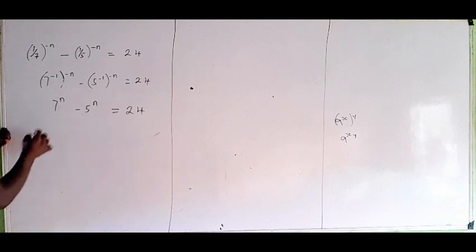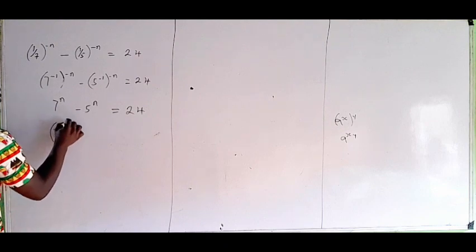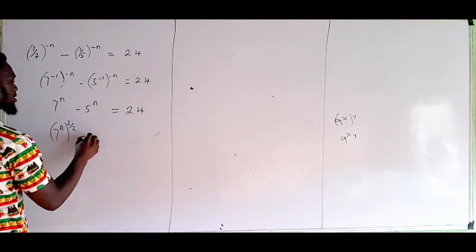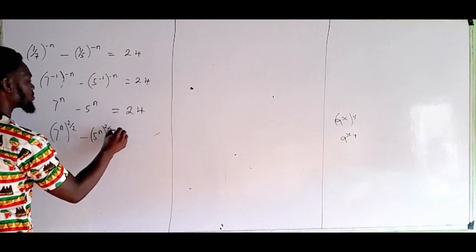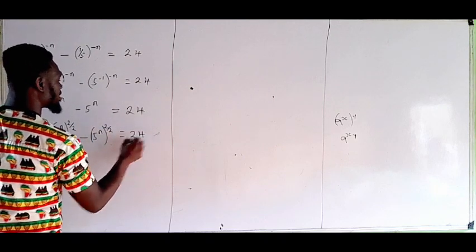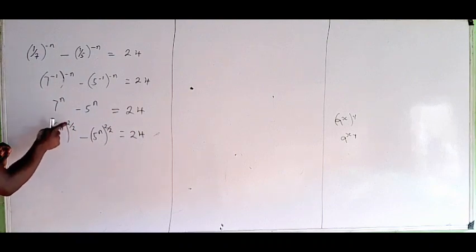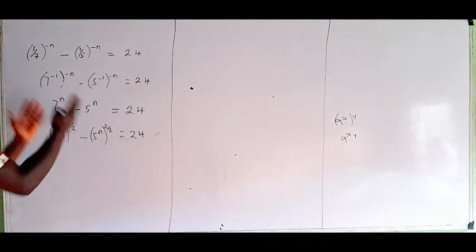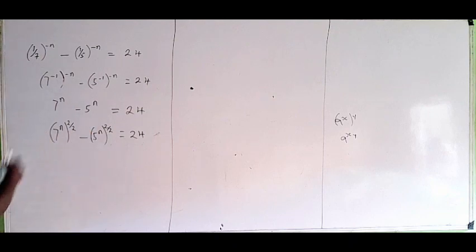So if I say 7 raised to power n, raised to power 2 over 2, I have not done anything to this. 5 raised to power n, also raised to power 2 over 2, equals 24. I have not done anything, because 2 divided by 2 is raised to power 1. So this is the same as 7 raised to power n raised to power 1, and anything raised to power 1 is still the same thing.